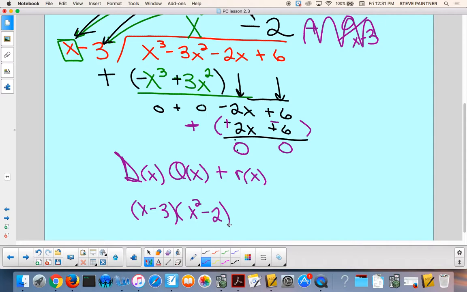Really what they're saying is if you took the divisor times the quotient, you should get the, what is it called? Dividend. So if I told you to FOIL that out, you better get this, or else you did it wrong. It's like me saying 2 times 65 better be what? It better be 130, because that's what you did.